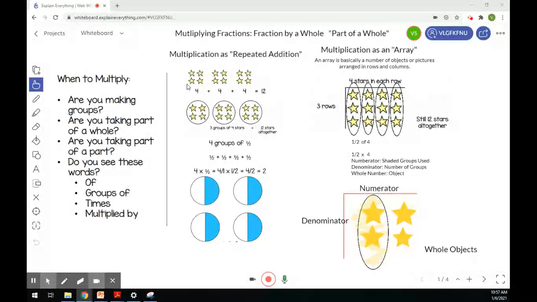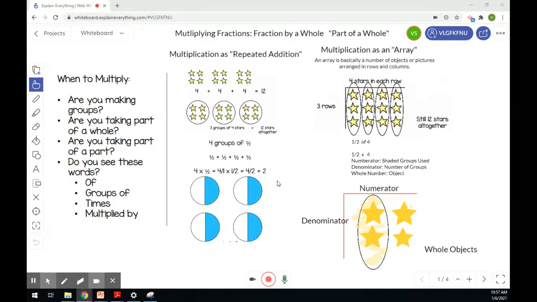And then we talked about, okay, well, now how does that look with fractions? For example, I now have 4 whole groups, but instead of having whole numbers in each group, I actually have a part of a whole. So in each group, I have 1/2. And when I combine them all together, I get 2 wholes.